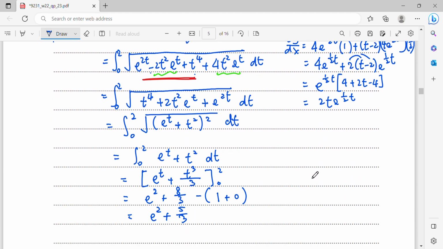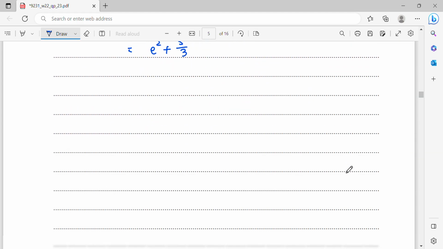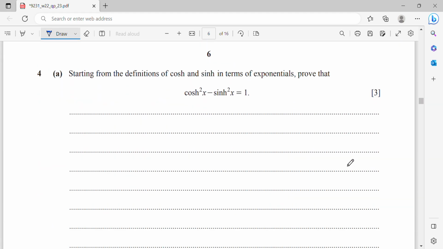Okay, length of the curve. All right. So now let's move on to the next question. Question 4, which is hyperbolic function questions. So now starting from the definitions of cosh and sinh in terms of exponentials, prove that cosh squared x minus sinh squared x equals 1.